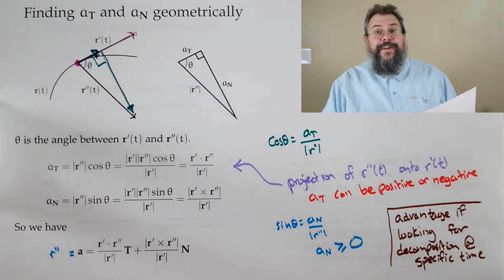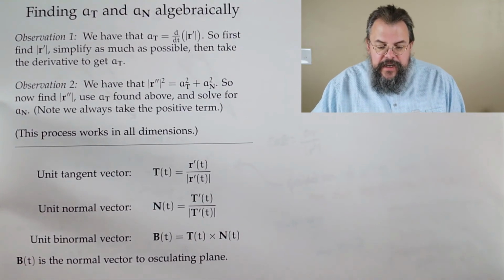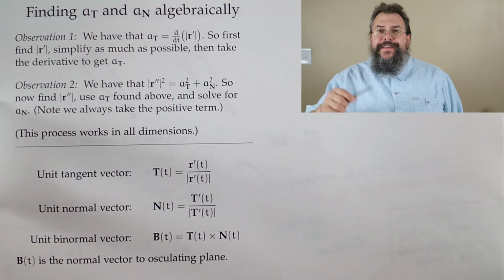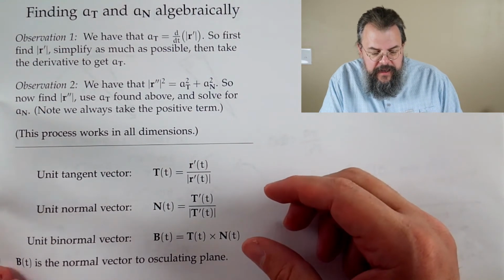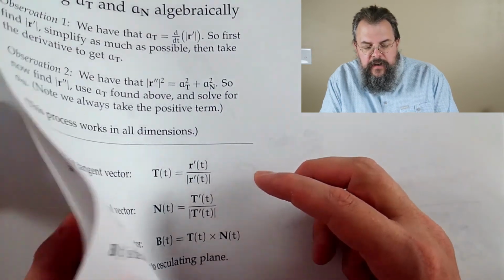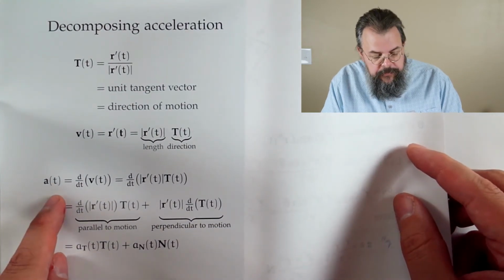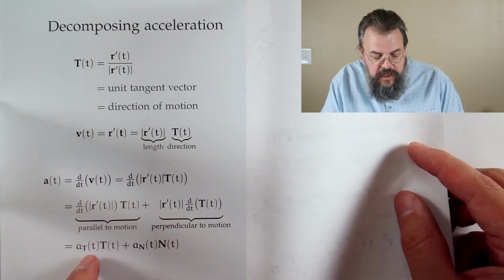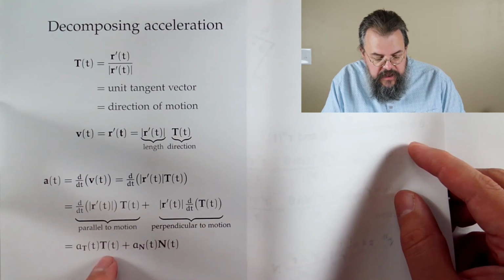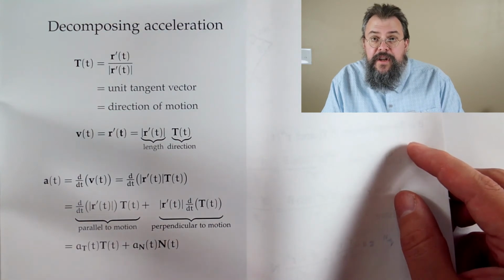Okay, so we've talked about geometric. Let's do the algebraic. Here, it's actually pretty straightforward. We already know how to find a sub t. That's a freebie. And you might ask, how do we know that? Let's go back a couple of pages and see if we can find it. When we wrote our acceleration here, it's the derivative of the magnitude of r prime times our tangent. We said that's a sub t times t. Since that matches, our derivative of the magnitude of r prime is a sub t.